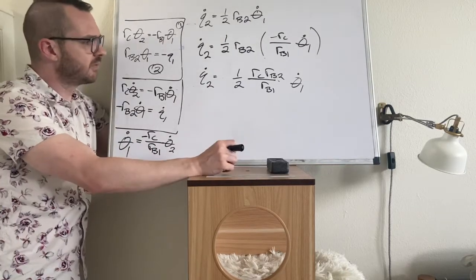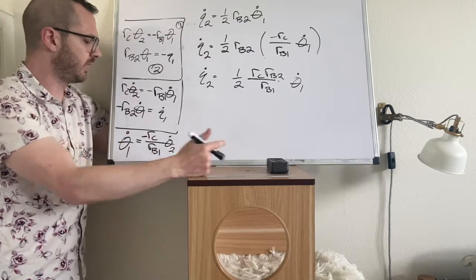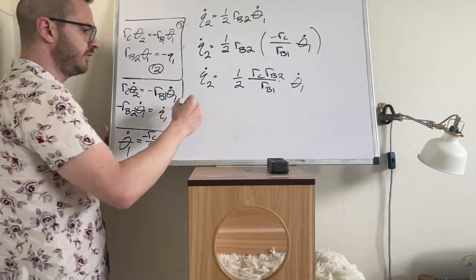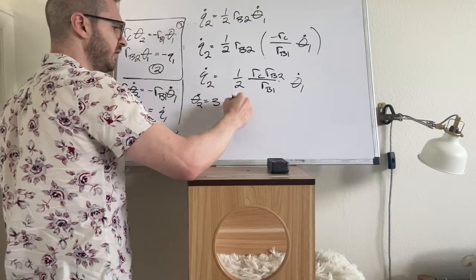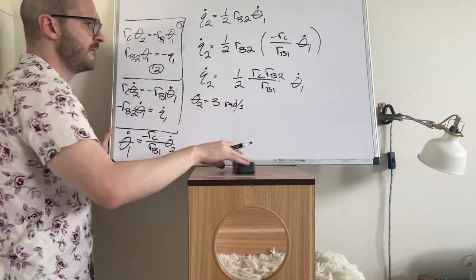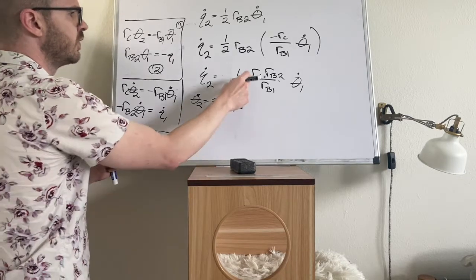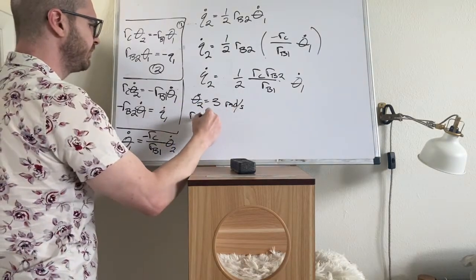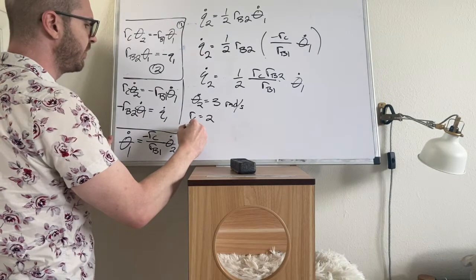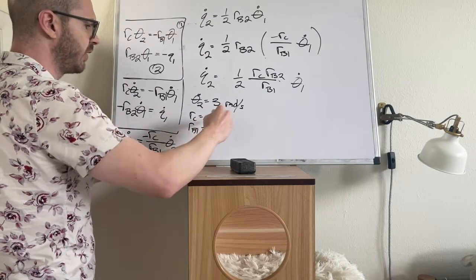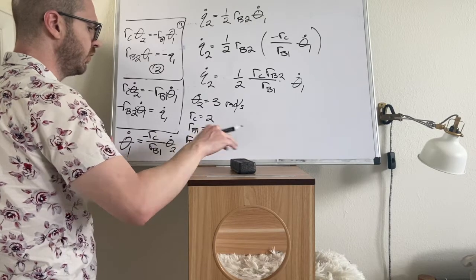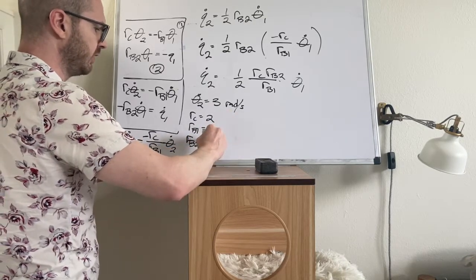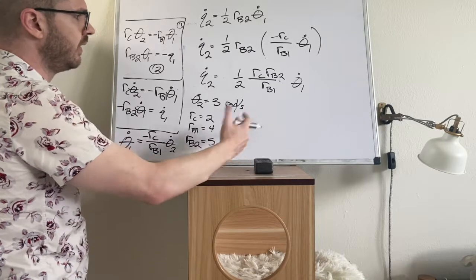So let's put some numbers in it as if this were a homework problem. We said earlier that theta 2 dot was 3 radians per second. So RC was the little one, so let's say that's 2. RB1 was the interior radius. Let's make that 4. And RB2 was the outer radius of that rear wheel. Let's make that one 5. Okay.